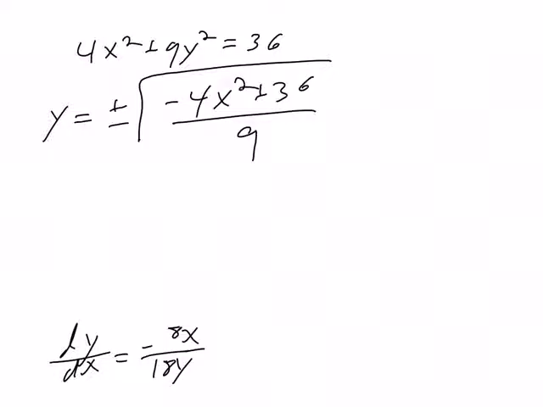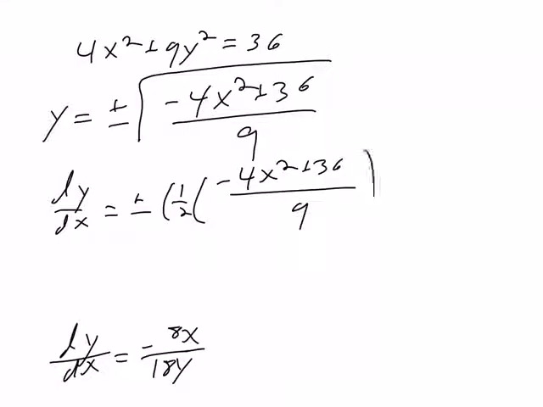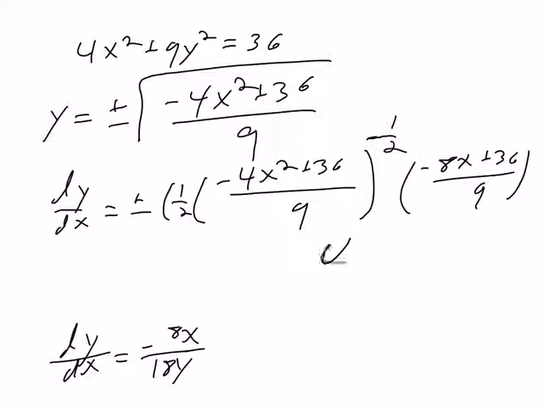So then we have dy over dx is equal to plus minus 1/2 times the square root of (negative 4x squared plus 36 over 9) to the negative 1/2, times negative 8x over 9. And I am not going to actually check if these are the same. You have to plug in y, but I assume they are. Someone can plug it into a calculator and see.